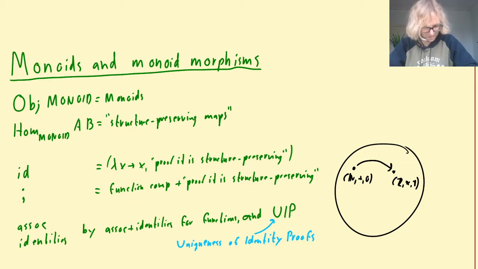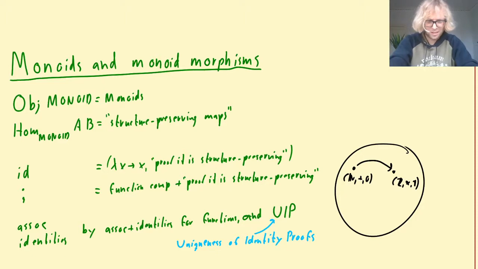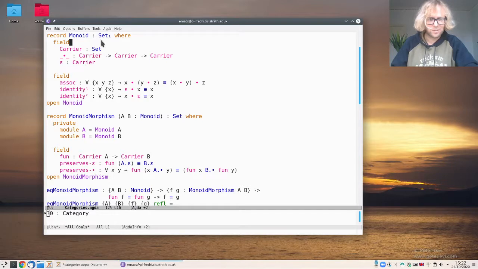And the fact that this is associative and the identity really is an identity follows by associativity and identities for the underlying functions plus uniqueness of identity proofs for this proof part here. Right, so let's see if we can do this. So here I defined what it means to be a monoid in Agda. I said that to be a monoid is to have a carrier set and a binary operation and a unit, and then proofs of associativity and identities for this operation.